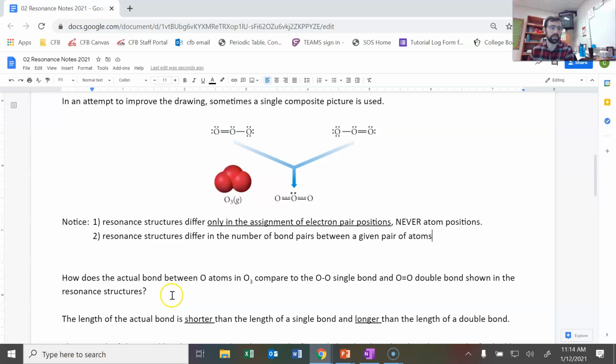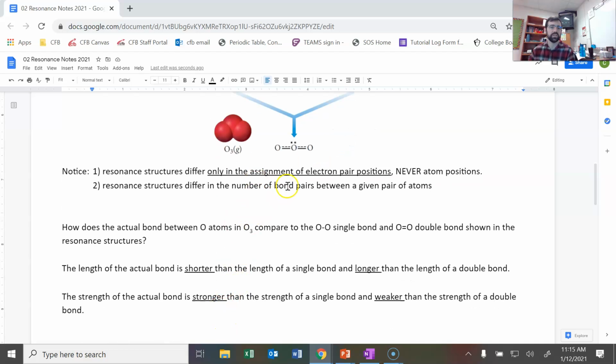So how does the actual bond length between oxygen atoms in ozone compare to the O-O single bond and the O-O double bond shown in the resonance structures? Well, the length of the actual bond is shorter than the length of a single bond and longer than the length of a double bond. It's somewhere in the middle. The actual length is shorter than a single bond, longer than a double bond. It's actually stronger than a single bond and weaker than a double bond.